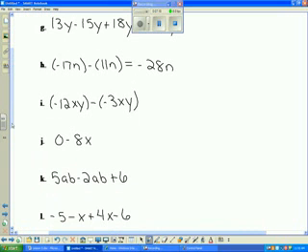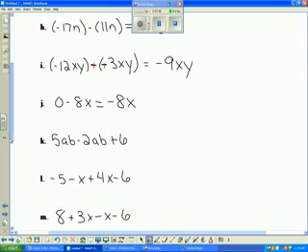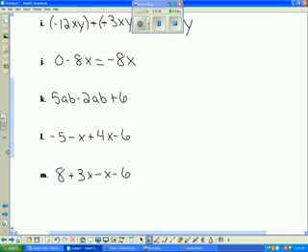Okay, how about Amber for I? -9xy. Good. Minus and negative, what happens there? Yeah, minus and negative becomes plus, right? Just be careful with those. Okay, Joe. 0 minus 8x. Negative 8x. Good. I got it right.